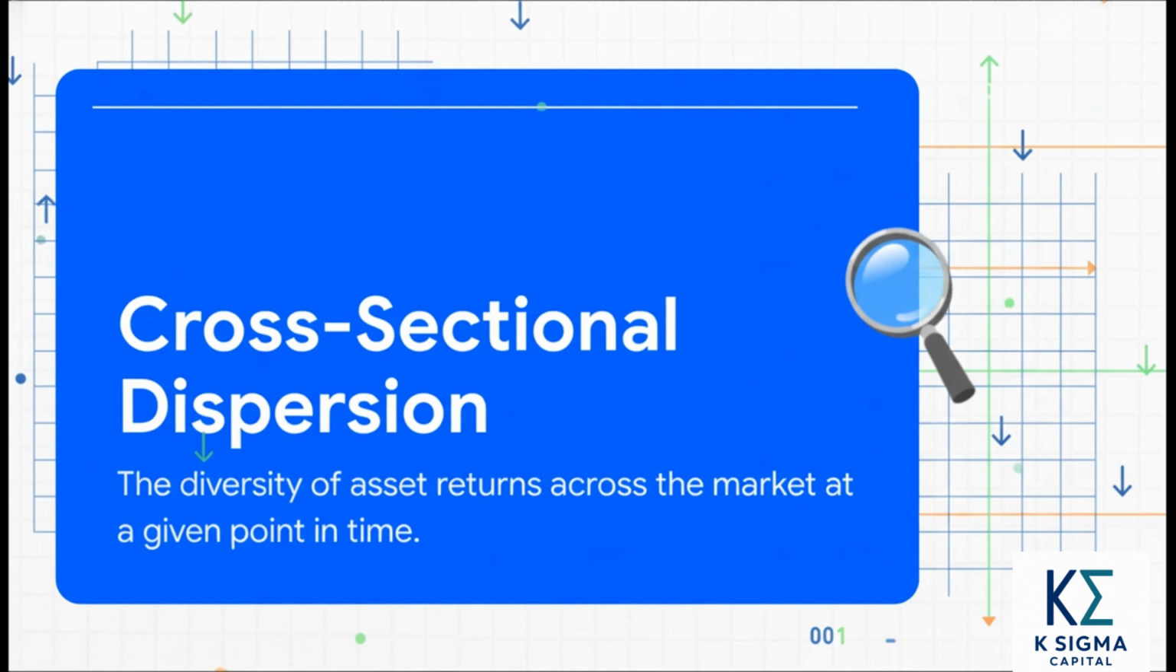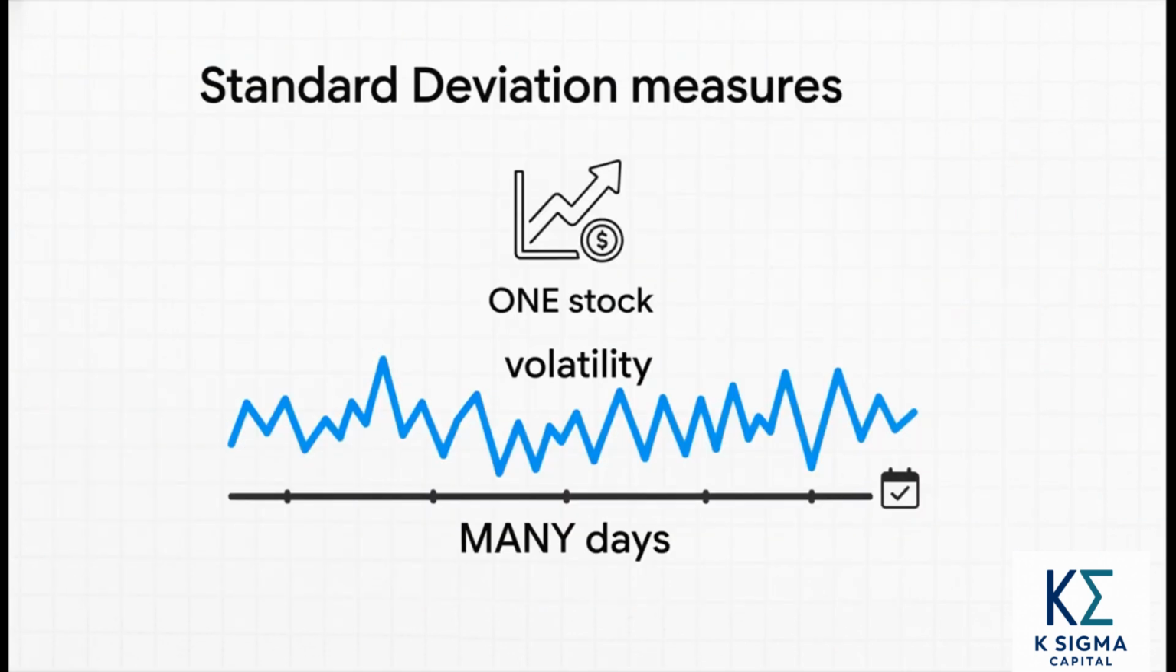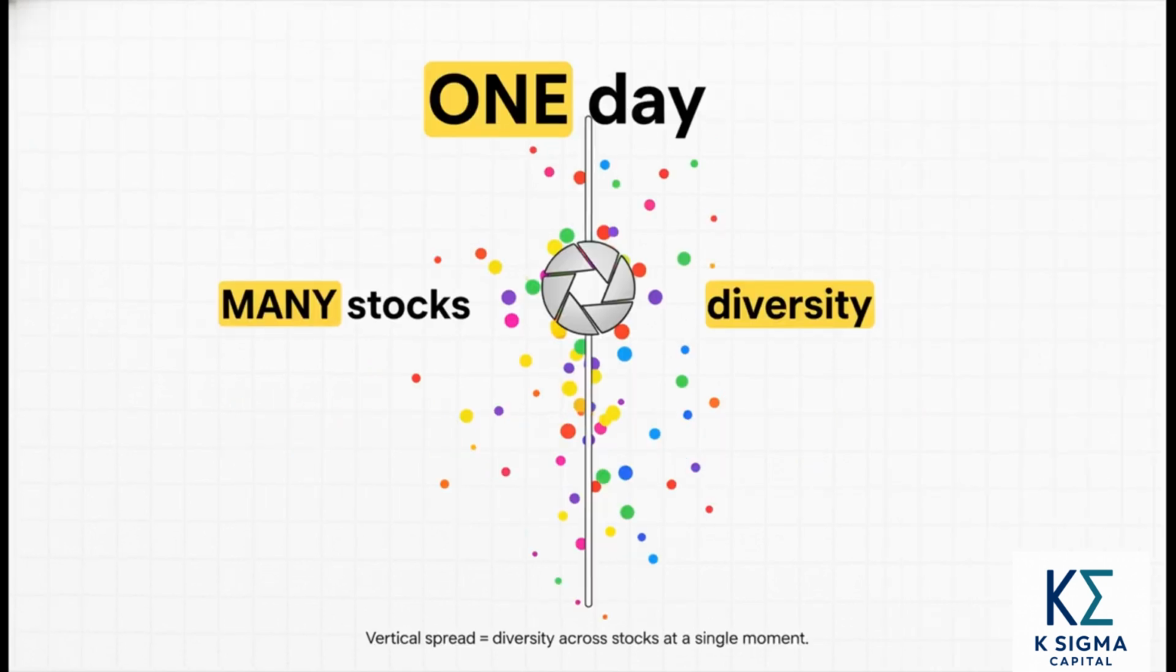It's a snapshot. It's not about one stock's journey through time. It's about the sheer variety of returns across the whole market at one specific moment. Okay, let's make this crystal clear. When we talk about a single stock, standard deviation is its volatility over time. One stock, many days. Cross-sectional dispersion, though, is about diversity. Many stocks, one day. That's the crucial distinction. One is a journey, the other is a group photo.